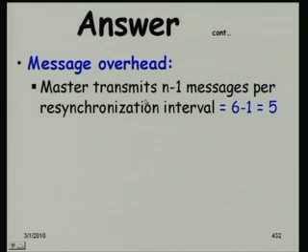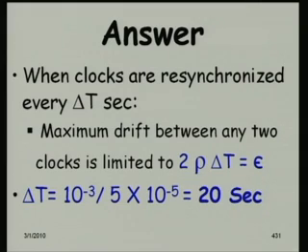The master needs to transmit n minus 1 messages per resynchronization interval. So, was the calculation all right in the previous slide? Some of you were mentioning something. Was the calculation all right? Yes? 10 to the power minus 3 by 5 into 10 to the power minus 5. So, 100 by 5, divided by 2. Okay, 2 is there. Okay, yeah, right.